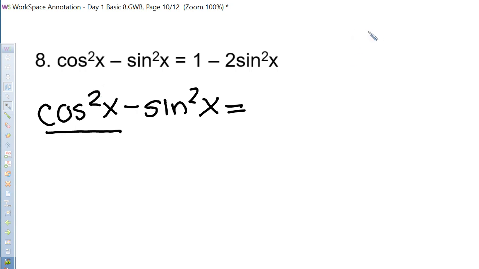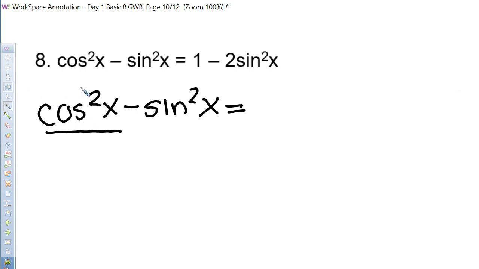Pythagorean identity. Sine squared plus cosine squared equals 1. I want to get rid of the cosine squared, so get cosine squared by itself. How would I get cosine squared by itself? This is positive, so I need to subtract sine squared from both sides. So that gives me cosine squared equals 1 minus sine squared.